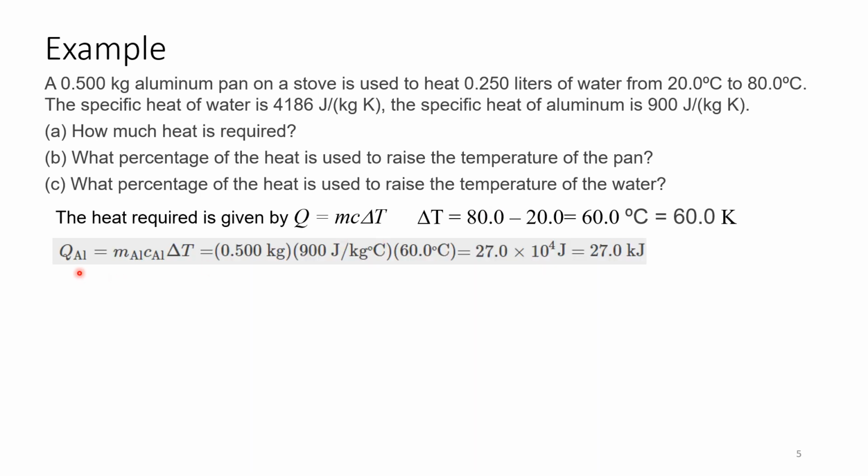And we have the heat used to raise the temperature of the pan equals the mass of the pan times the specific heat of the aluminum times the temperature difference, and we get 27.0 kilojoules.